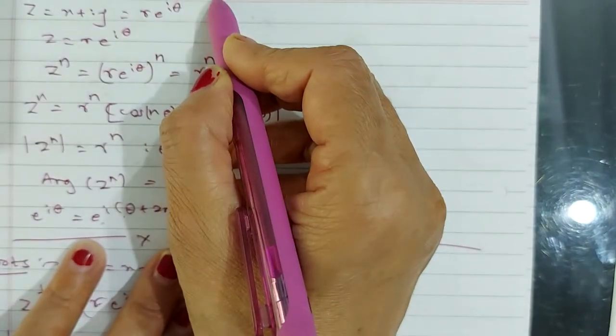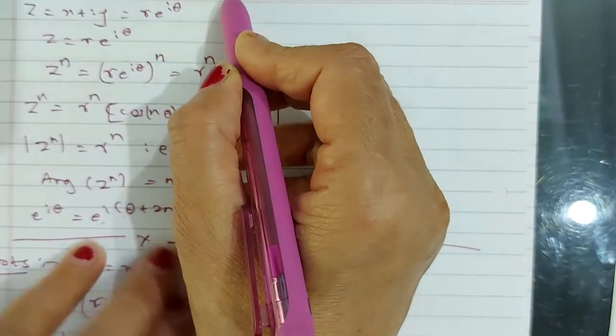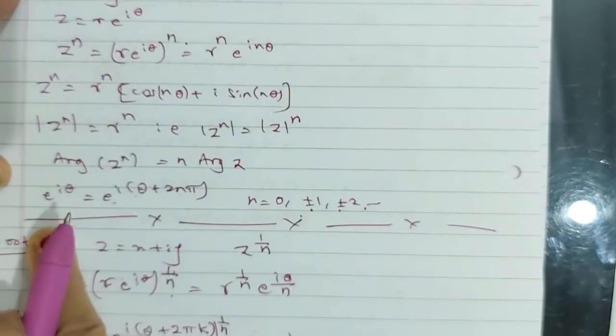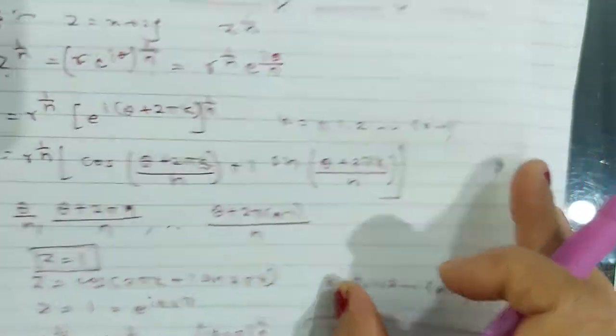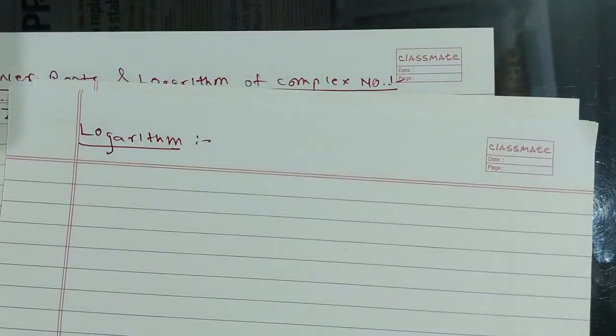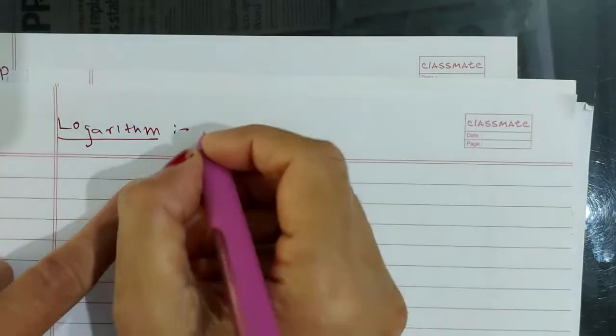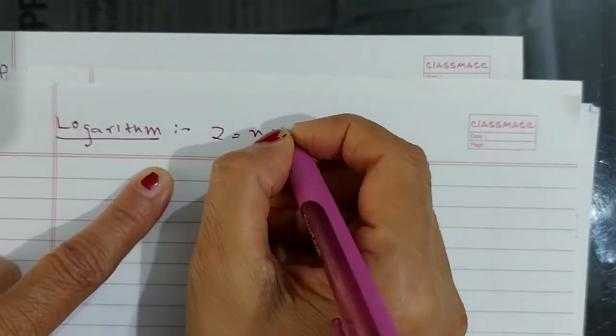Okay, now we'll just do this small definition before we stop. So we have finished power first, then we have finished the roots, and now we will define what we mean by logarithm of a complex number. So logarithm of the complex number.